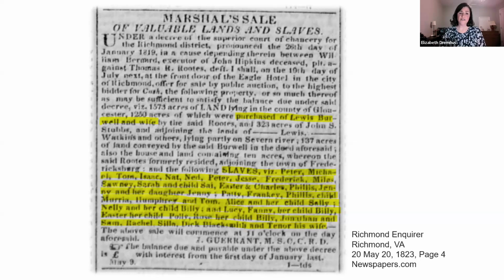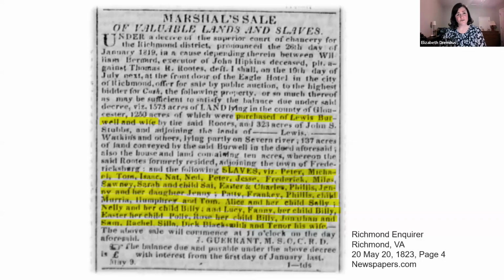And while that is beyond our comprehension in our day and age, the benefit of this newspaper ad, and the reason why I wanted to bring it as an example, is that you have the names of the enslaved. Many times if there's a slave sale, we don't get the names, but in this particular one, we have names, and not only names, but we have some relationships. We have Sarah and her child Sal. We have Fanny and her child Billy. We even have Dick the blacksmith and Tenor his wife.